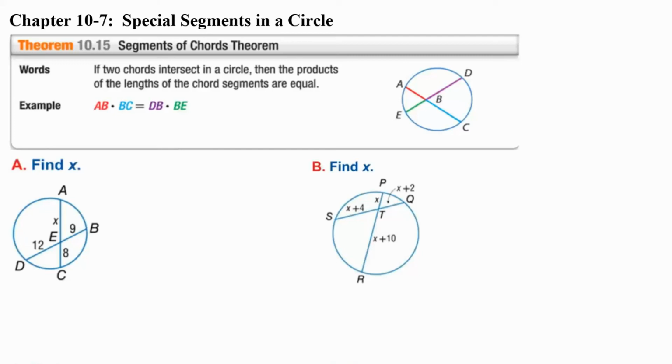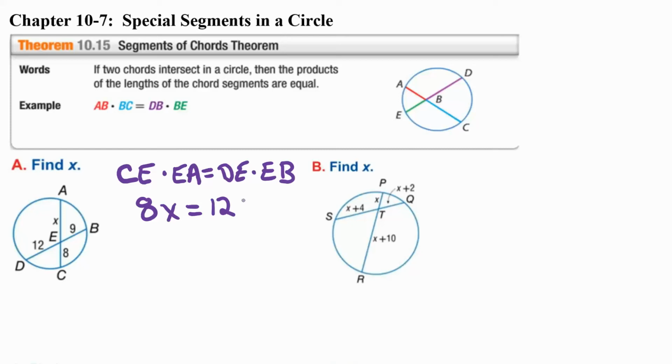So for problem A, we know that CE times EA would equal DE times EB. CE has length 8, EA has length x, DE has length 12, and EB has length 9. 8x equals 108. Divide both sides by 8, and we would have that x equals 13.5.